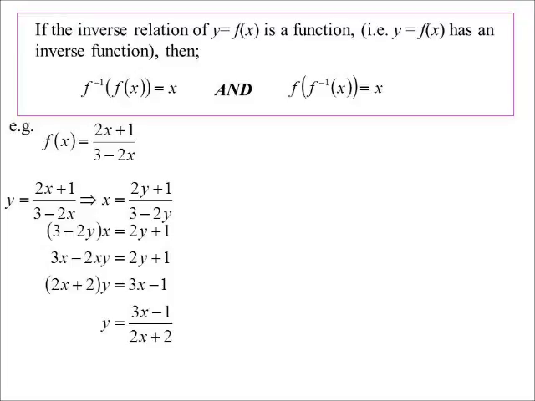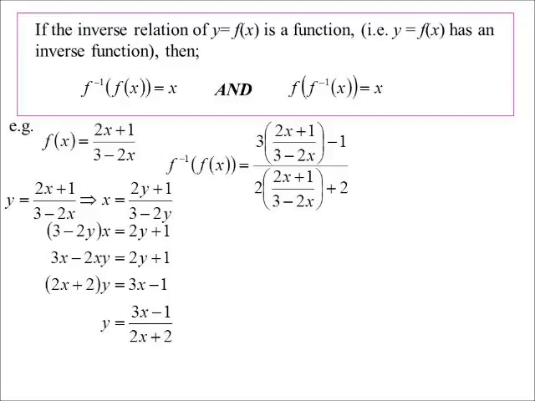So all right, let's substitute the original function into the inverse. So everywhere there's an x, I'm replacing it with 2x plus 1 on 3 minus 2x. Yuck. Fraction on fraction. So all right, multiply everything by 3 minus 2x. We'll tidy that up a little bit, and then we can play around with the algebra. And sure enough, we end up with x.